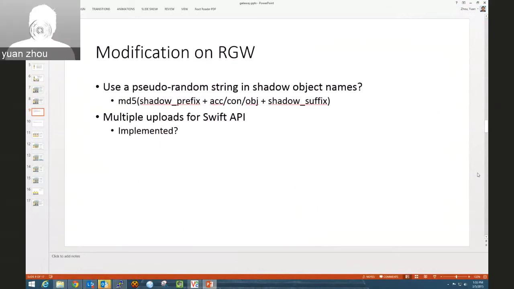Okay. So next question is, is there any multiple uploads API for Swift? I mean the RGW Swift API?